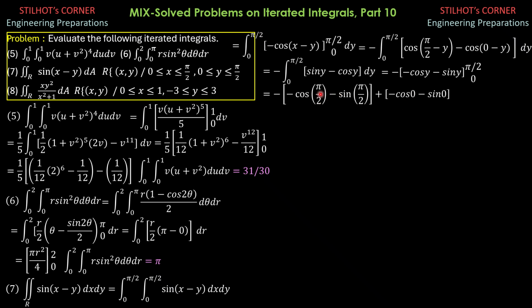Cosine of pi over 2 is 0. Sine of pi over 2 is 1. So this is 0 minus 1. Negative of 0 minus 1 is positive 1. Then plus negative cosine of 0. Cosine of 0 is 1. Then minus sine 0 is 0. So this is plus negative 1. So negative of negative 1 is 1. Then minus 1 is 0. So the integral is 0.